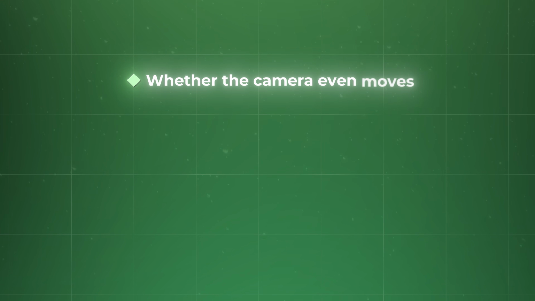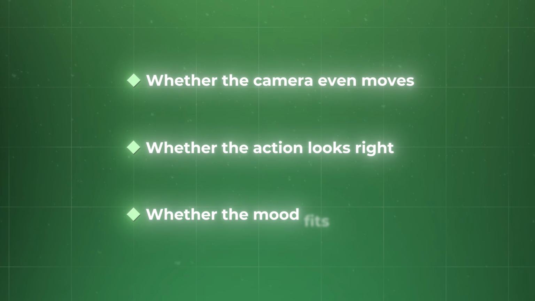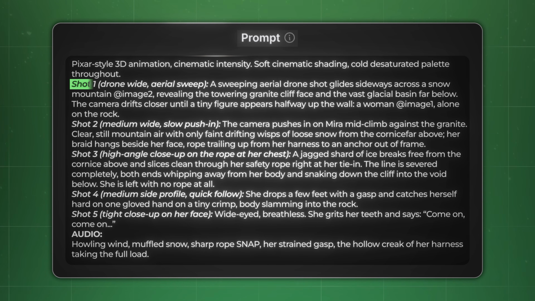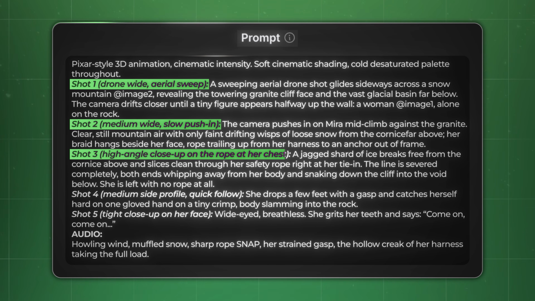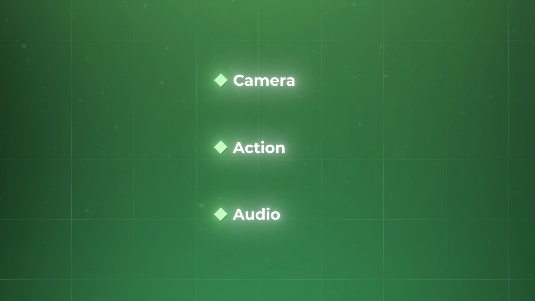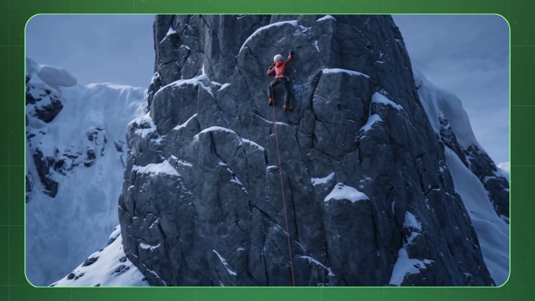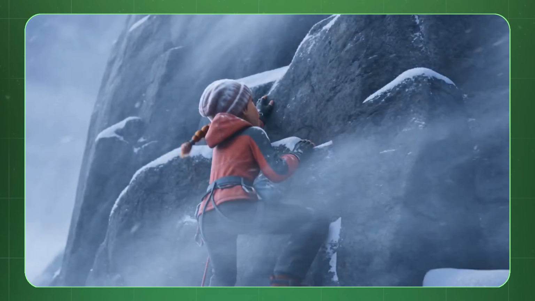So every generation becomes a gamble on whether the camera even moves, whether the action looks right, or whether the mood fits. So instead, what you want to do is break the clip down into individual shots. And when I say individual shots, I mean shot 1, shot 2, shot 3 inside the same prompt. So the AI treats each one like its own small scene with its own camera, action, and audio. This is what stops the clip from feeling like one long continuous zoom or one static take. It's also what lets you build real cinematic cuts inside a single 15-second generation.